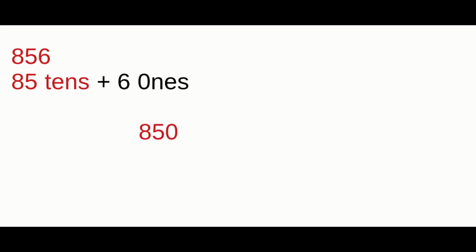Now we can write 856 in another way, like 85 tens and 6 ones. 5 is in the tens place, so we can write 85 tens and 6 ones. 85 tens means 85 into 10, which is 850, and 6 ones. Total 856. This is another way we can write 856.